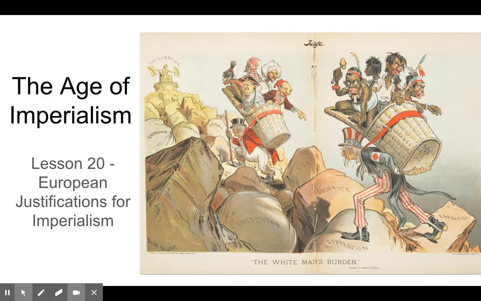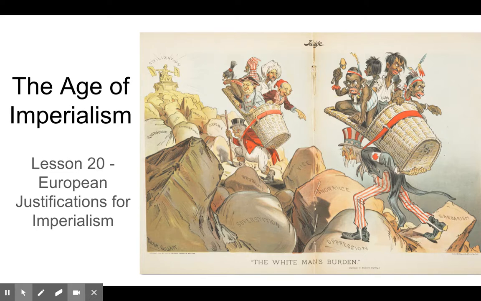This week, we're going to be looking at European justifications for imperialism, and we're going back to some source analysis that we started in semester one that I'd like to continue working on. So this political cartoon that you see on the screen, one of the things you might pick up on is that this man is dressed like Uncle Sam, which represents the United States. Over here, we have a man representing Great Britain, and on their backs in these baskets, they are carrying all of these different colonial or indigenous peoples from different parts of the world.